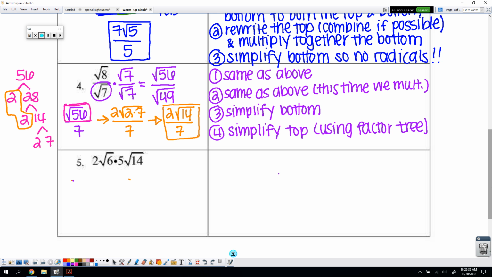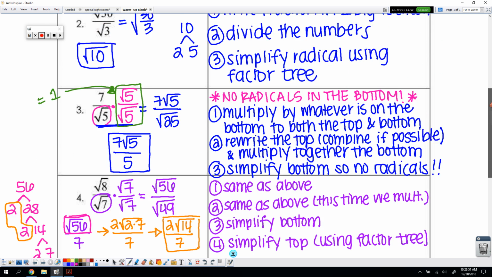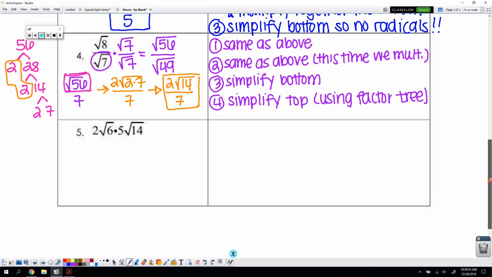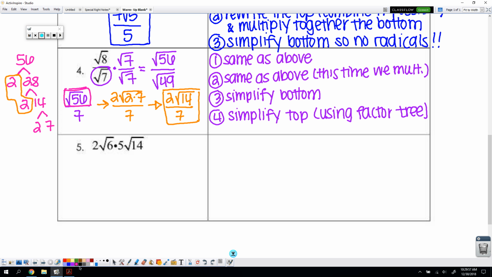So here in number 5, this one is actually one of my favorite types of problems because it's actually a very, very simple problem as long as you follow your steps. So, in number 1, let's scroll back up. Number 1 said multiply numbers that are in the same location. So, I'll go ahead and rewrite that so that we see it here. Multiply numbers that are in the same location.